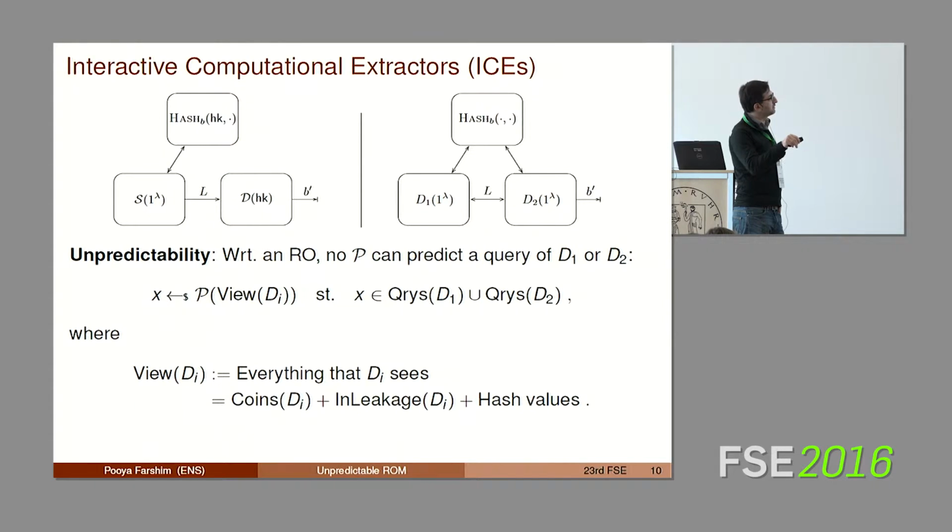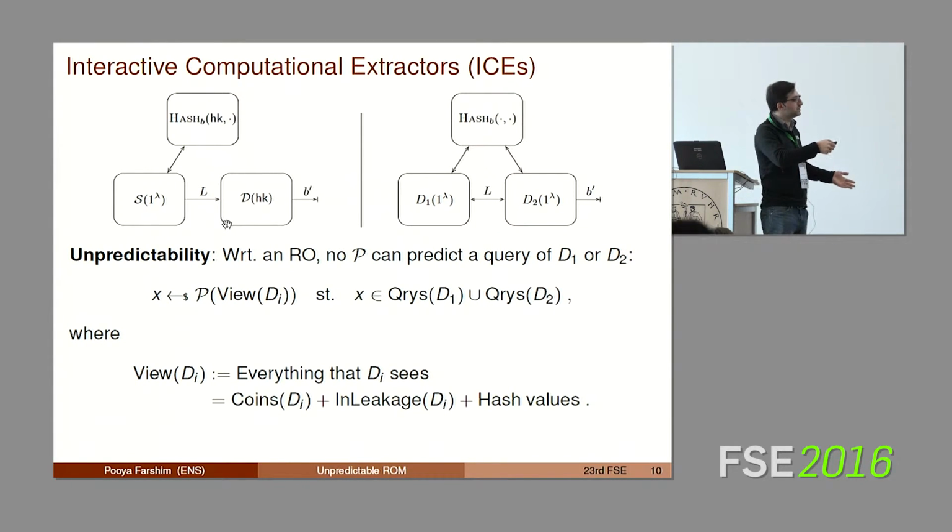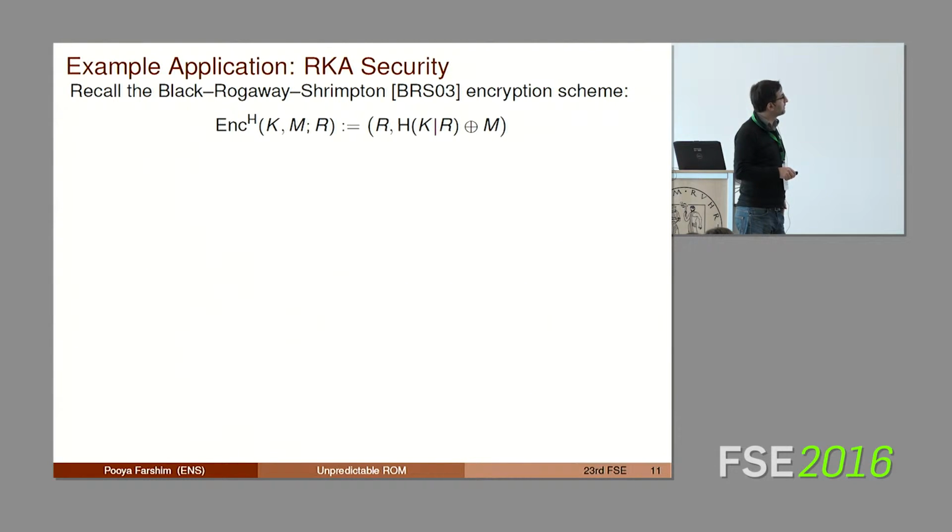So this mechanism of two distinguishers being able to talk to a single box allows the distinguishers to make unpredictable queries to the hash function. Because if you consider that there's just one adversary talking to a box, it can never make unpredictable queries, because an adversary always knows its queries. So you need to have at least two adversaries. So what can we do with this definition?